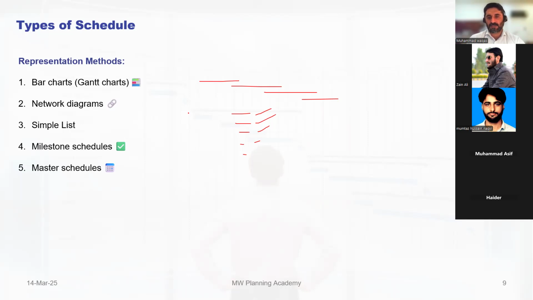In our construction, once we start any project, this is a milestone. We call it the start milestone. Once you finish a project, that is also a milestone, and we call it the finish milestone. And then there are master schedules. I have put some screenshots. We will go through them one by one.